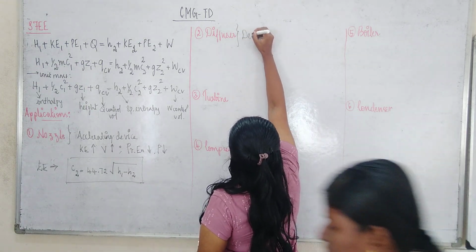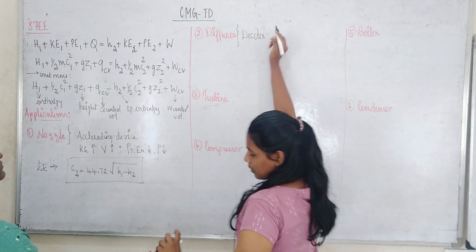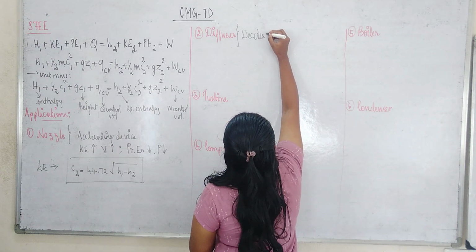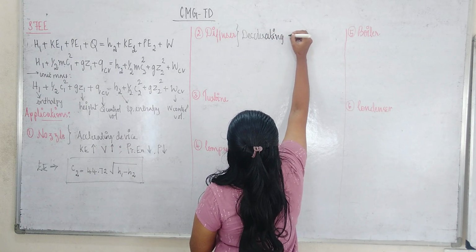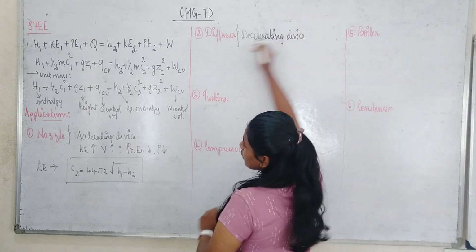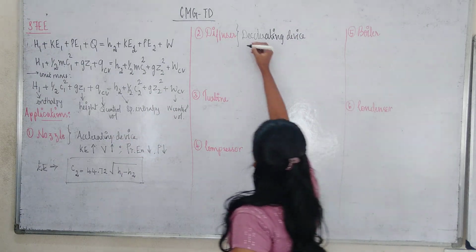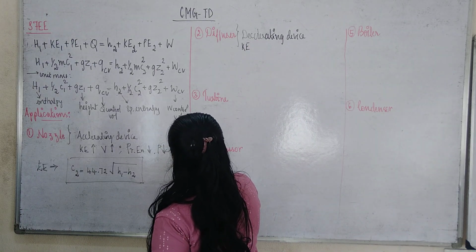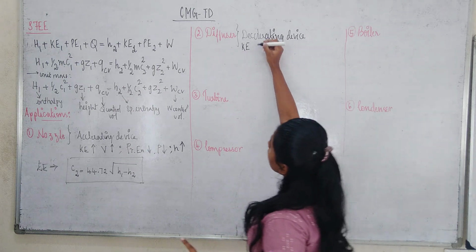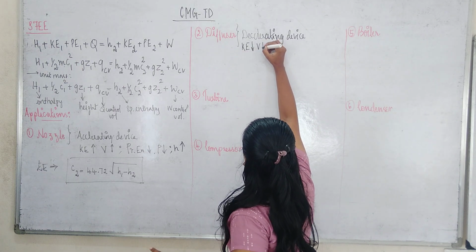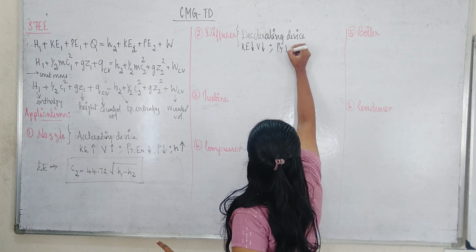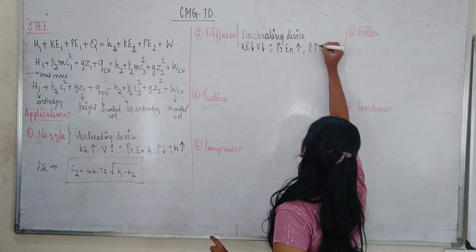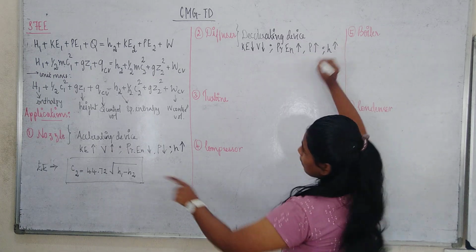Second one is the diffuser. The diffuser is a decelerating device, and in the diffuser it will be straight opposite to the nozzle. Here kinetic energy decreases, volume decreases, while pressure energy increases and pressure too increases. Enthalpy also increases here, the same as in the nozzle.